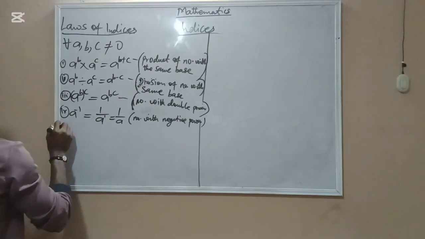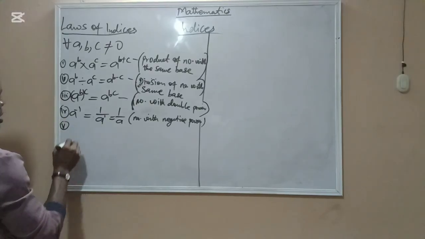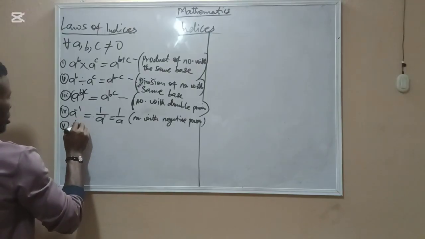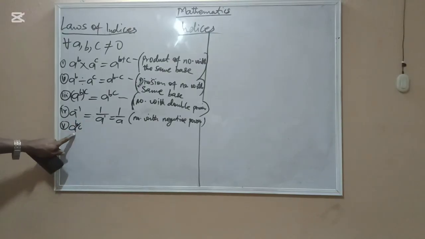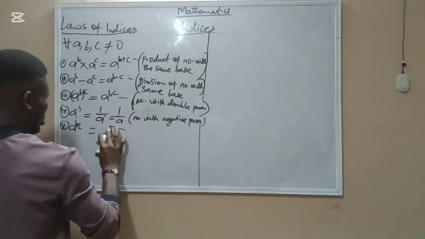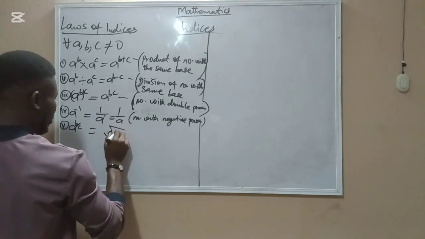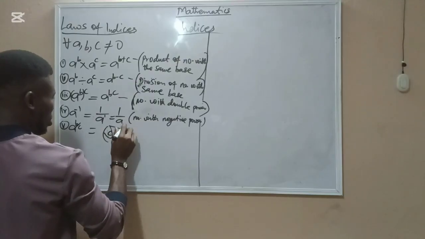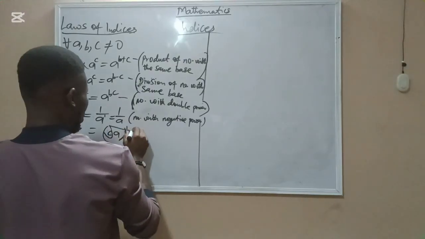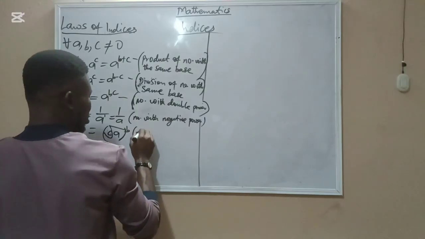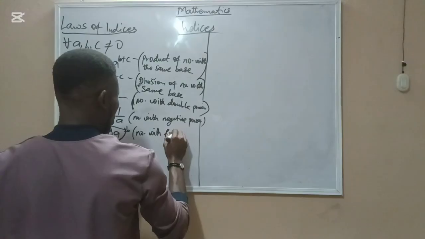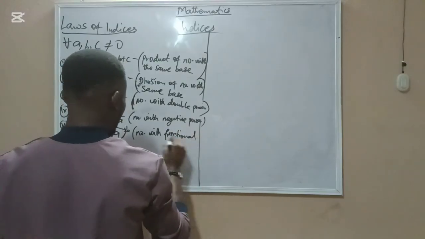And then another one still says that A raised to the power B over C is the same thing as C root of A to the power B. And this one we can call numbers with fractional power.